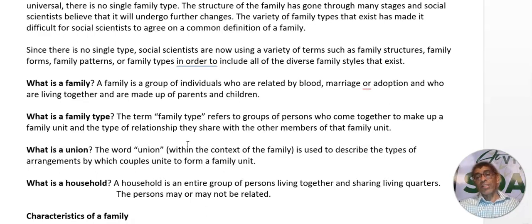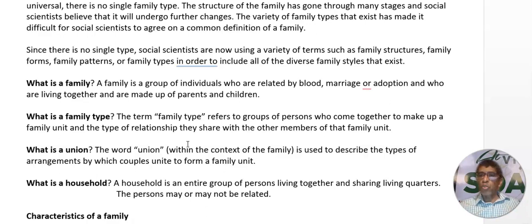What is a union? Now, for CXC, it is important for you to distinguish between family, union, and household. All right, CXC comments about the fact that our children do not know the distinction. So when certain questions are asked, for example, identify two types of families.